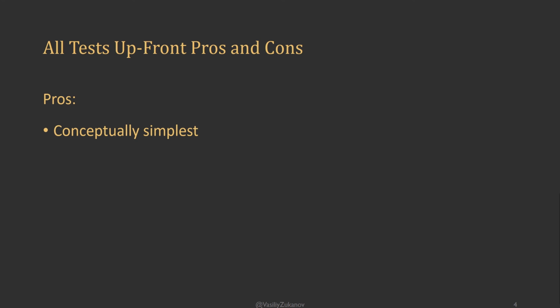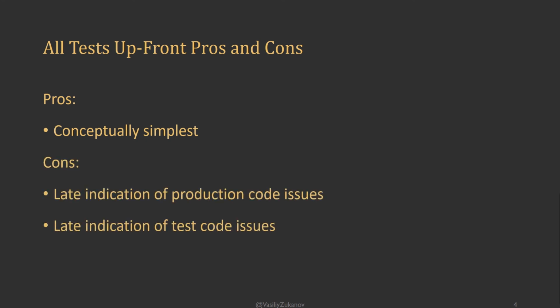The bad thing about this technique is that we basically write all the tests up front and then write all the production code. So if there are any issues in the tests themselves or in the production code, we will find them only very late in the cycle, when we actually run the tests. And then it might be quite difficult to understand which parts of production code cause failures in which tests. In the next videos of this series, I will demonstrate more advanced techniques for test-driven development that resolve these issues.